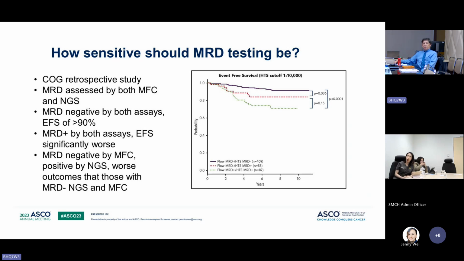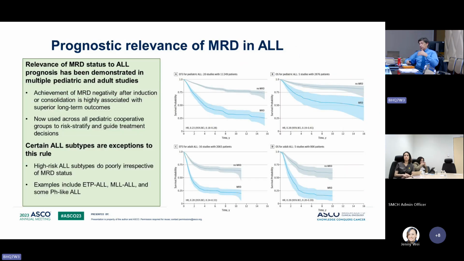It does turn out that if you're positive in one or the other, if you're positive on next-gen sequencing with the clone-seq assay, that may be more predictive than flow cytometry when you actually follow patients, because patients who were next-gen sequencing positive and flow cytometry negative still had a high relapse rate. So this is the issue in ALL. We look at ALL, and I think ALL led the way.